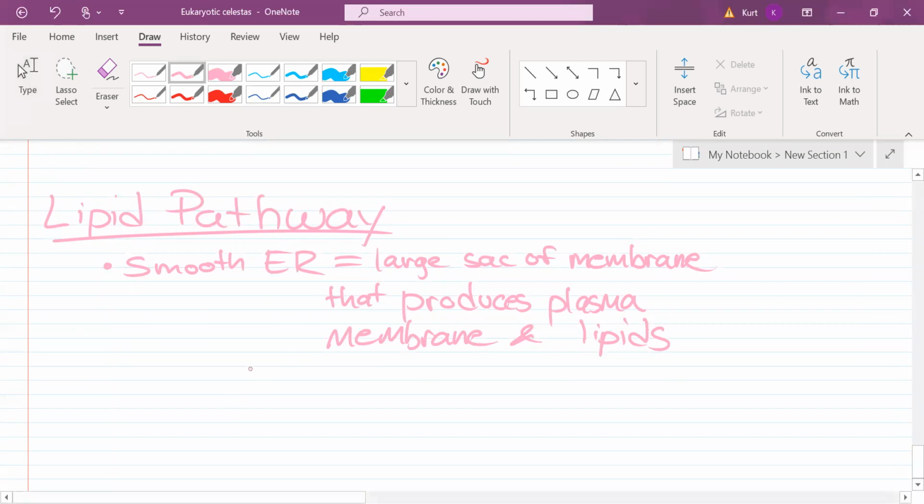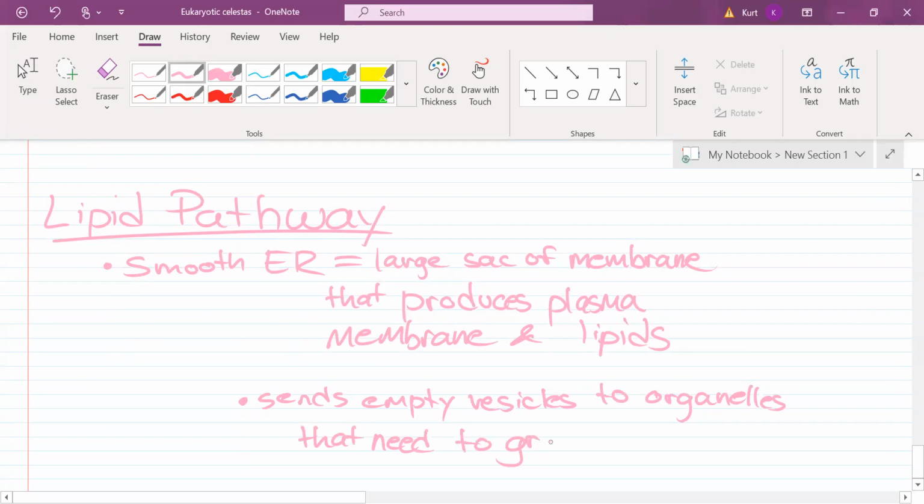Well, smooth ER to the rescue. The smooth ER sends empty vesicles to organelles that need to grow because they've used up a lot of their resources.